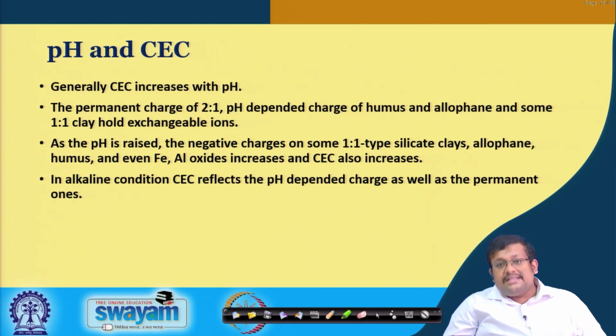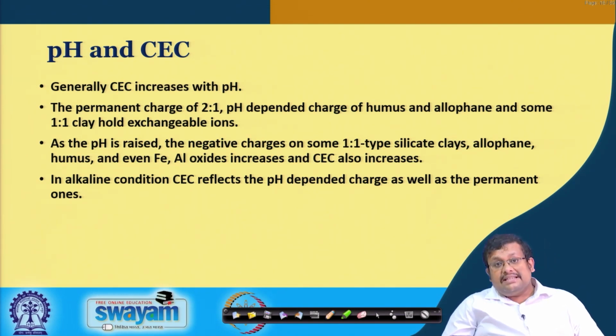So, if we increase the pH of the surrounding solution, the pH dependent charge develops negative charge, and this negative charge attracts more and more cations. This negative charge develops both in 1:1 type clay and amorphous clay minerals like allophane, or it can be produced by humus, because most of the negative charge produced by humus is variable charge. So, ultimately these are all responsible for cation exchange capacity.